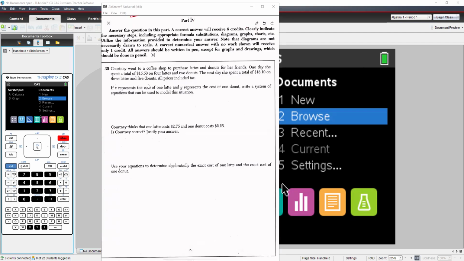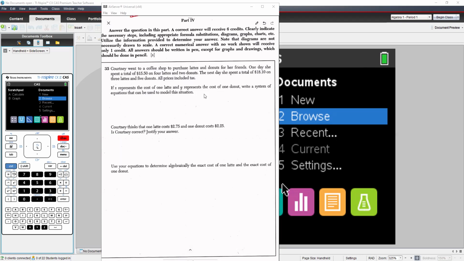It says Courtney went to the coffee shop to purchase lattes and donuts for her friends. One day, she spent a total of $15.50 on four lattes and two donuts. The next day, she spent a total of $18.10 on three lattes and five donuts. It said all prices included tax. That's just kind of a throwaway line, doesn't really mean anything. So it says, if X represents the cost of one latte and Y represents the cost of one donut, write a system of equations that can be used to model this situation.